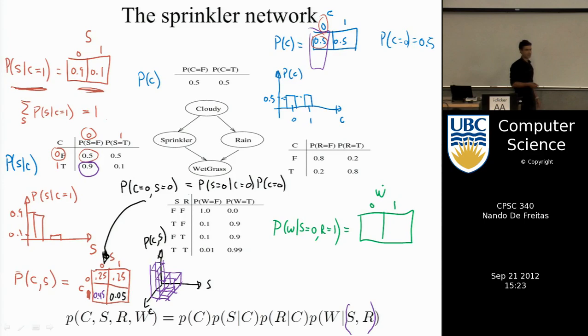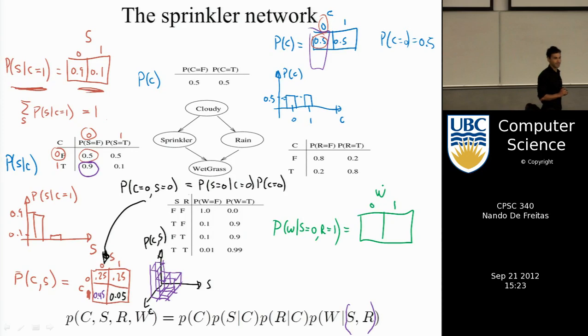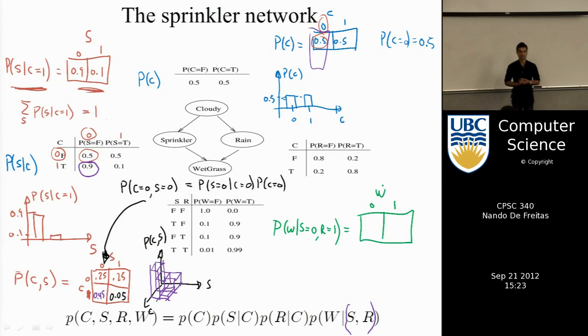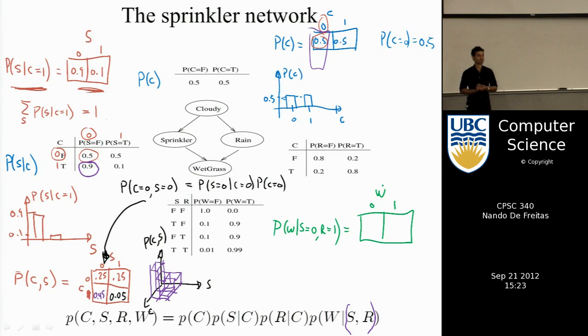Okay, now I'm going to put this to you guys. What's the number in the first entry of this table? Is it 0.1? Are you sure it's not 0.99? How many people think it's 0.9? Hands up. 0.99. 0.1.